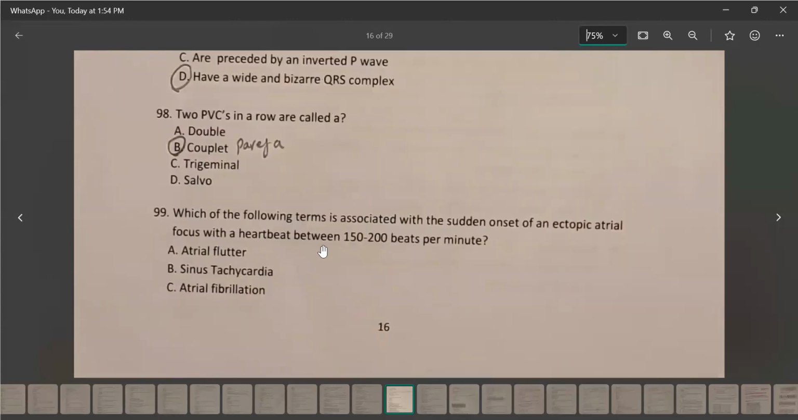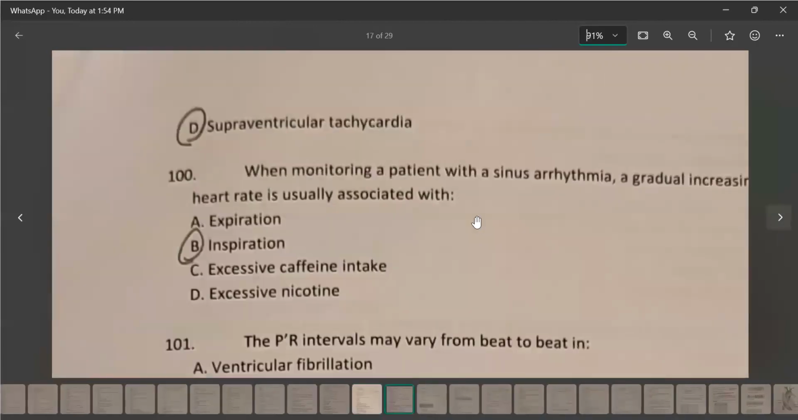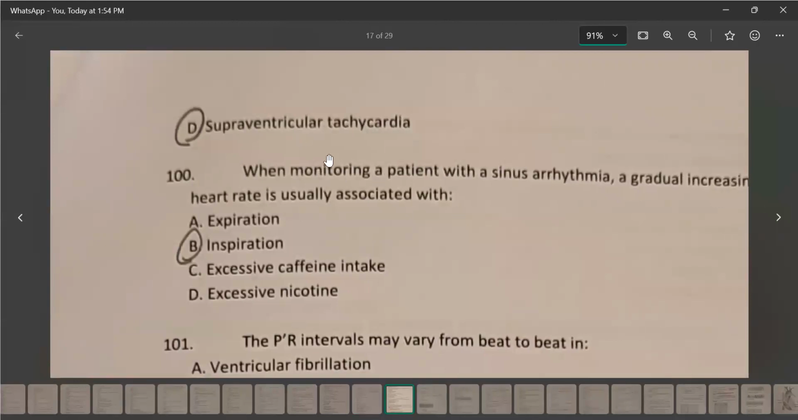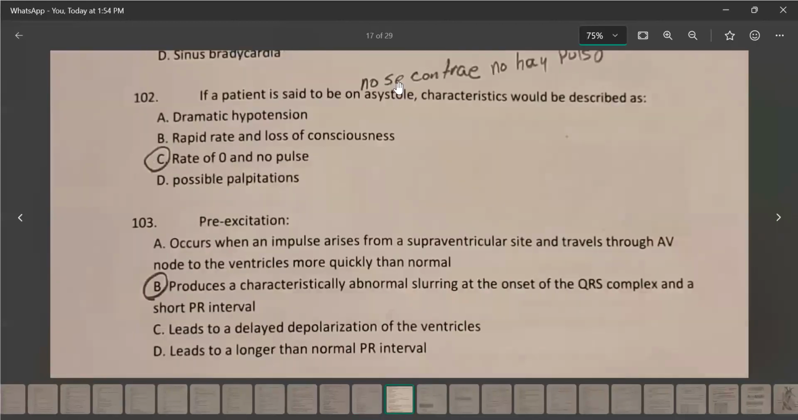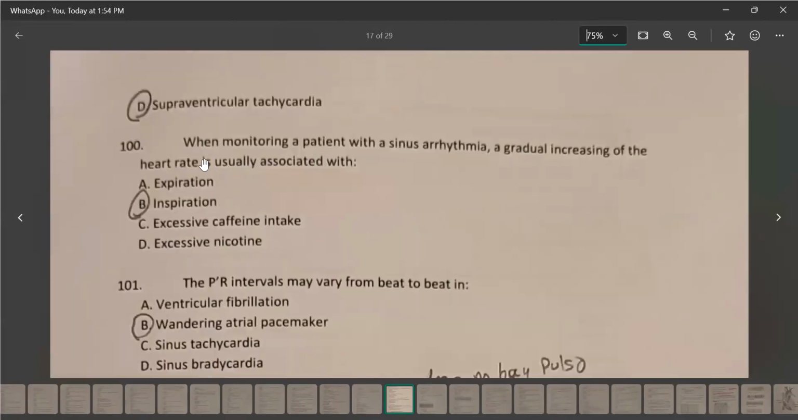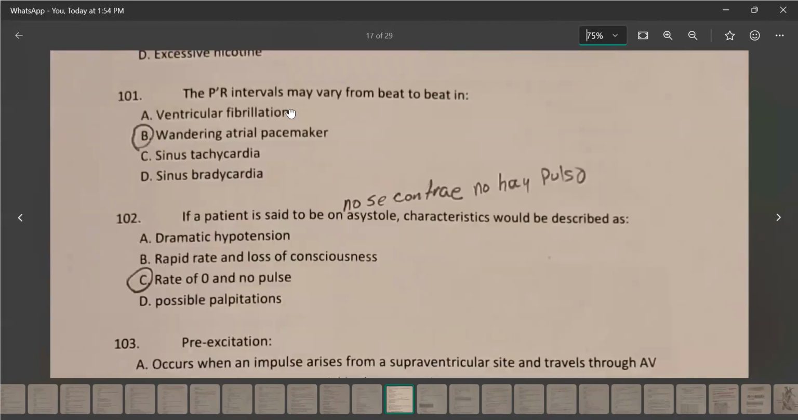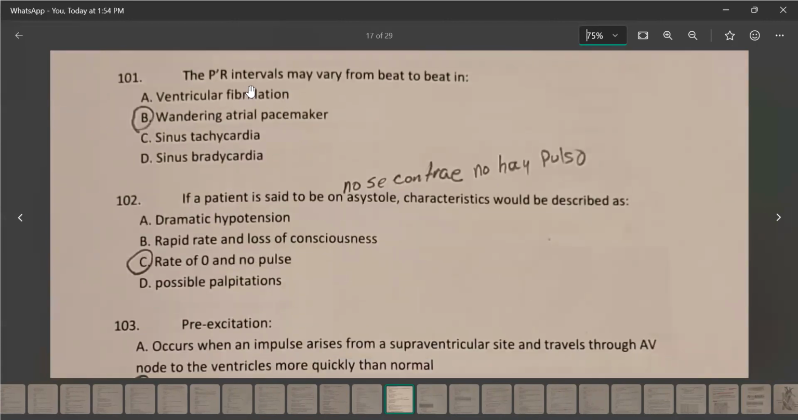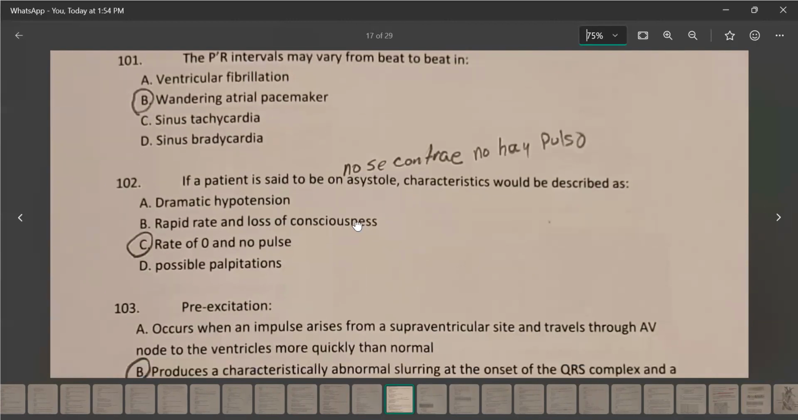99. Which of the following terms is associated with the sudden onset of an ectopic atrial focus with a heartbeat between 150 to 200 beats per minute? Supraventricular tachycardia. 100. When monitoring a patient with a sinus arrhythmia, a gradual increasing of the heart rate is usually associated with inspiration. 101. The PR intervals may vary from beat to beat in wandering atrial pacemaker.